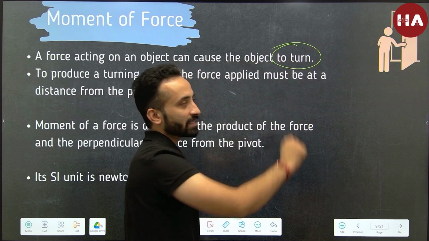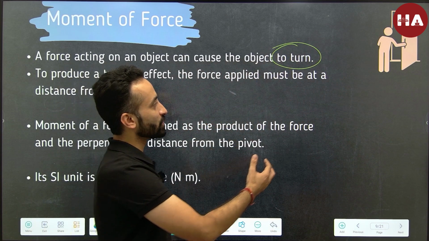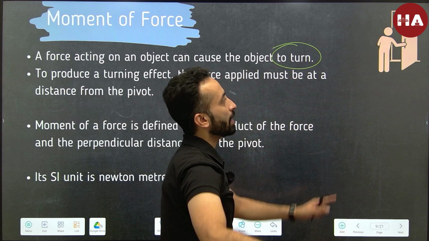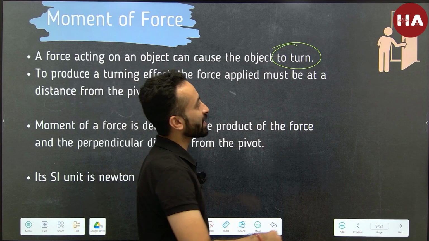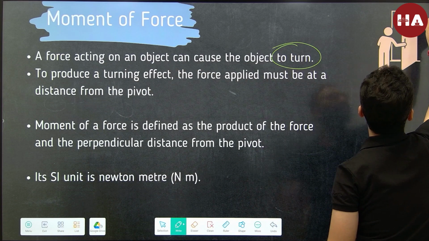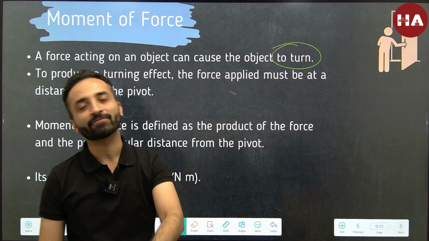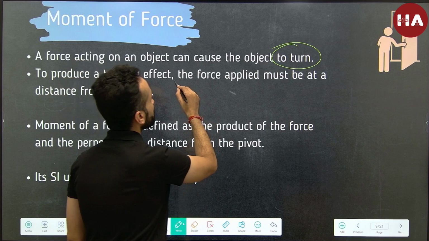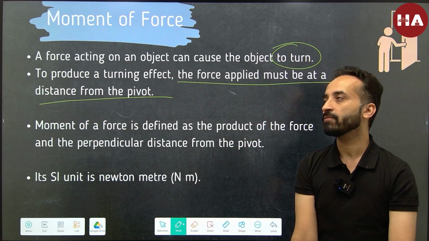You can take an example for this, like a door. What you do is you pull the door handle, then the door rotates about the hinge that you have at the other end. Can you expect to rotate this door by applying a force at the hinge itself, or the pivot itself? The answer is going to be no. Okay, so that is very important. The force must be at a distance from the pivot.